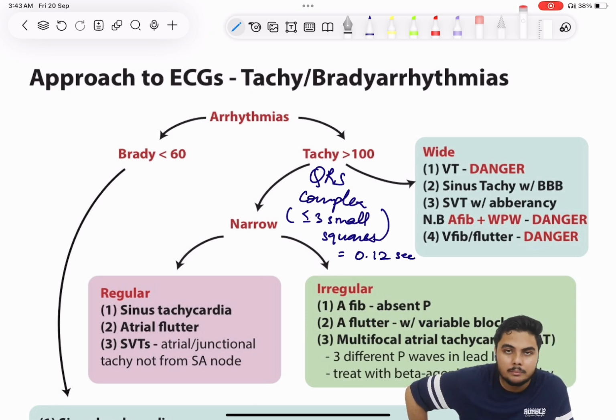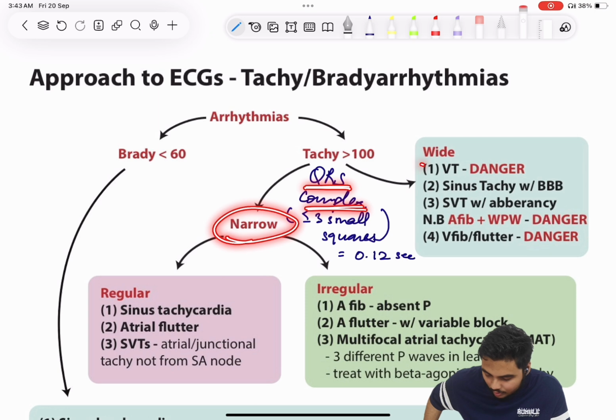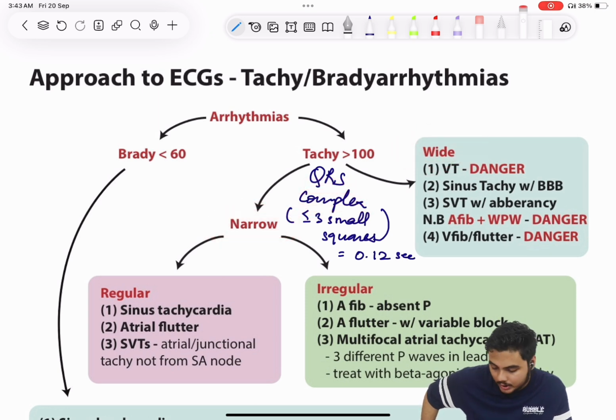So, what I told you guys, whenever you calculate heart rate in an ECG and the patient is having more than 100 beats per minute, that means he is having tachycardia. After that, you have to see whether the QRS complex is narrow or wide. So, whenever the duration is less than 3 small square boxes, we call it a narrow QRS complex. And if it is more than 3 small square boxes, we call it a wide QRS complex, right? So, if the patient is having a narrow QRS complex, then we have to see whether the rhythm is regular or irregular, right? I already told you in atrial fibrillation the rhythm is irregular, right? And also the P waves are absent.